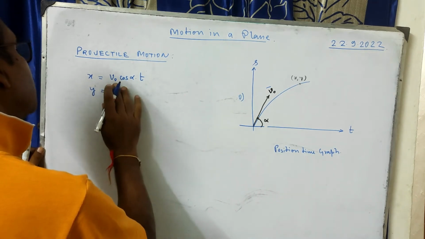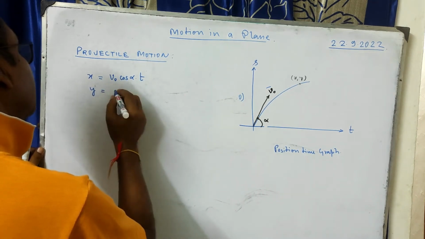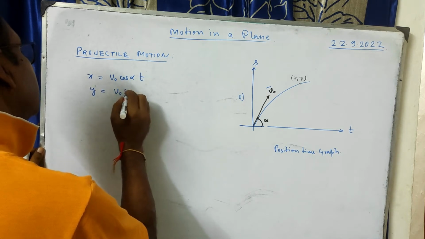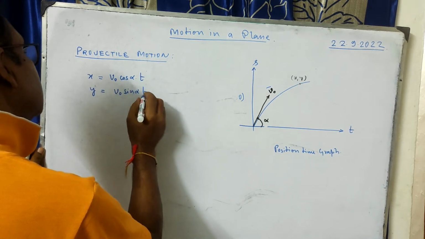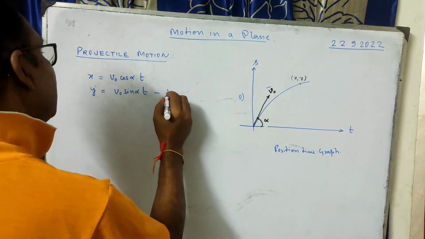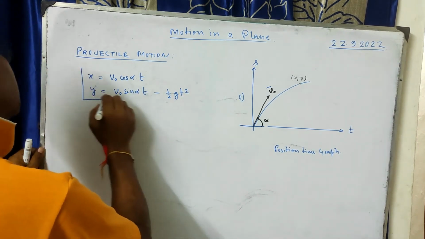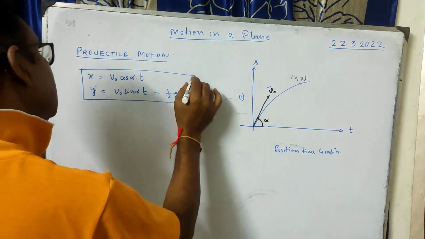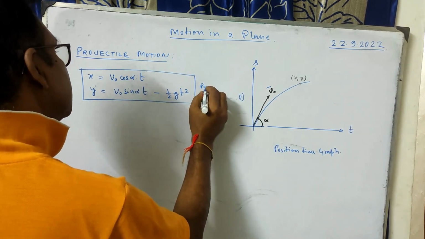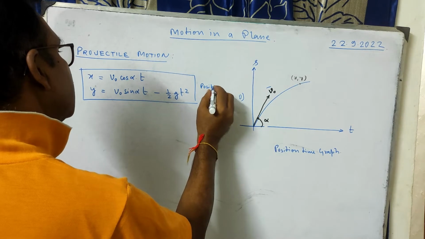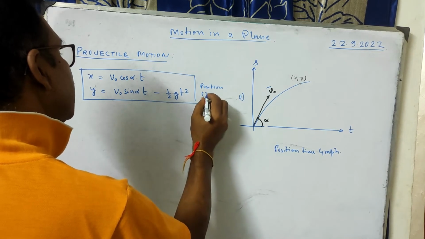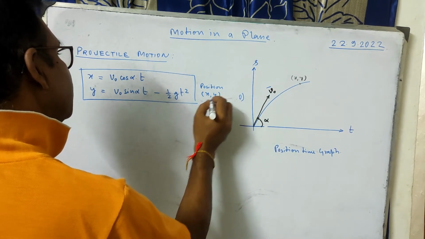Using s is equal to ut plus half at square, it is V0 sin alpha t minus half g t square. So this was my position, which means x comma y, right? At this point, x comma y.